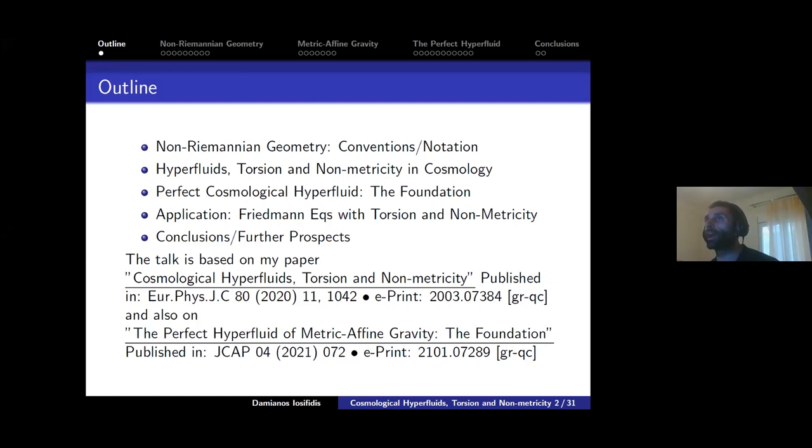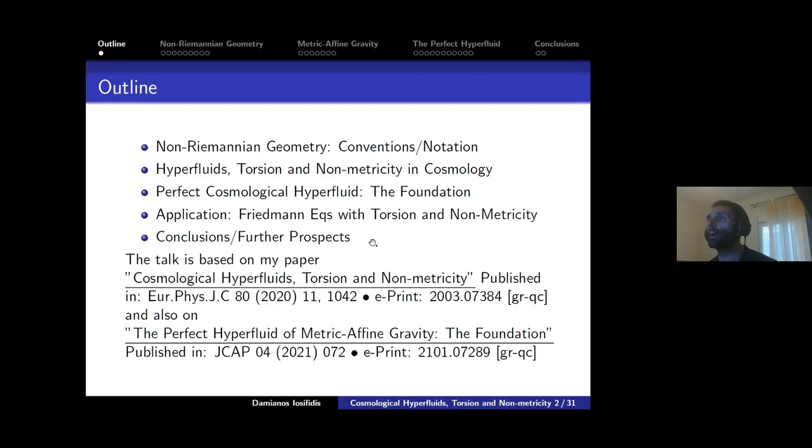Then we are going to define the notion of the hyperfluid and how it can be used to excite torsion and non-metricity in general and also in cosmological scenarios. Okay, this is the generalization. And then we are going to apply this result in a simple application to see how the torsion and non-metricity affect the Friedmann equations, how they modify them, and how they also modify the acceleration equation, etc. And then we're going to conclude and discuss further projects.